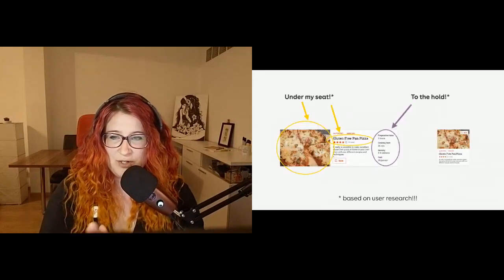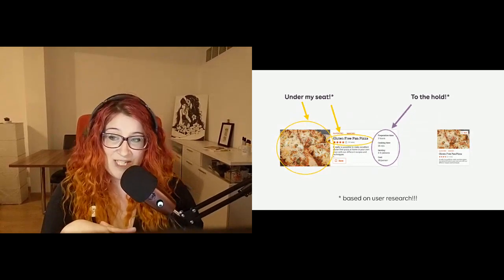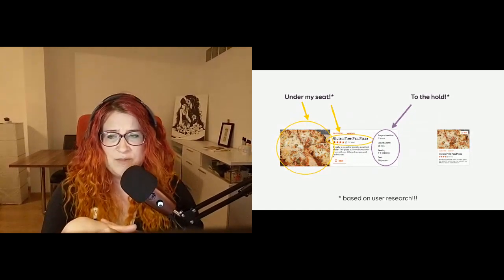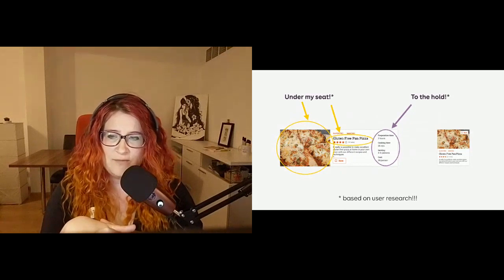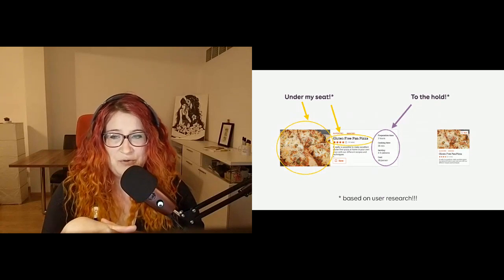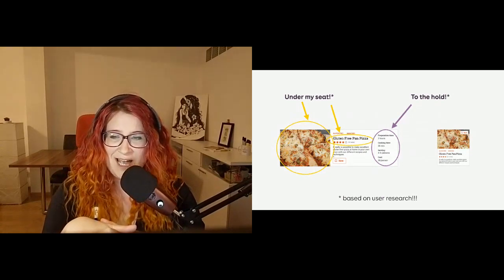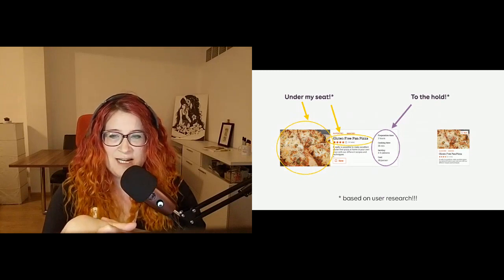So if I go back to my example, what do I put under my seat? I want a picture, because it's a cooking recipe website, and no one is going to click on that recipe if there's not a really nice fancy picture. Then I want the title. Obviously, we need to know what this recipe is about. Also, something that might be super interesting to have at the top and always there is reviews.